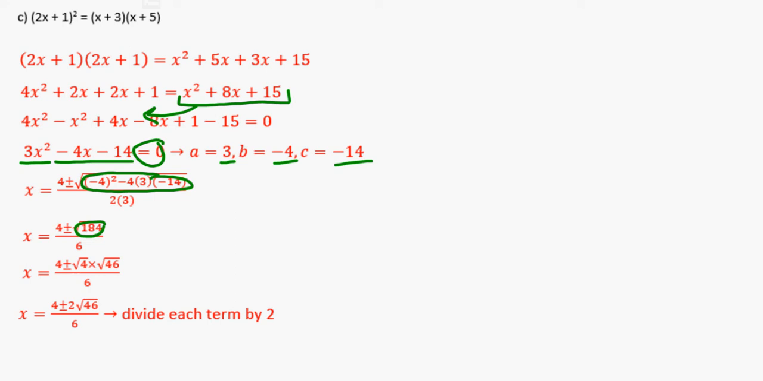Then we look at all of the coefficients, which are right here. They're all divisible by 2. So our final answer will be this. X is equal to 4 divided by 2 is 2. 2 divided by 2 is 1, so plus or minus. But we still have the root 46, so root 46 all over 3.